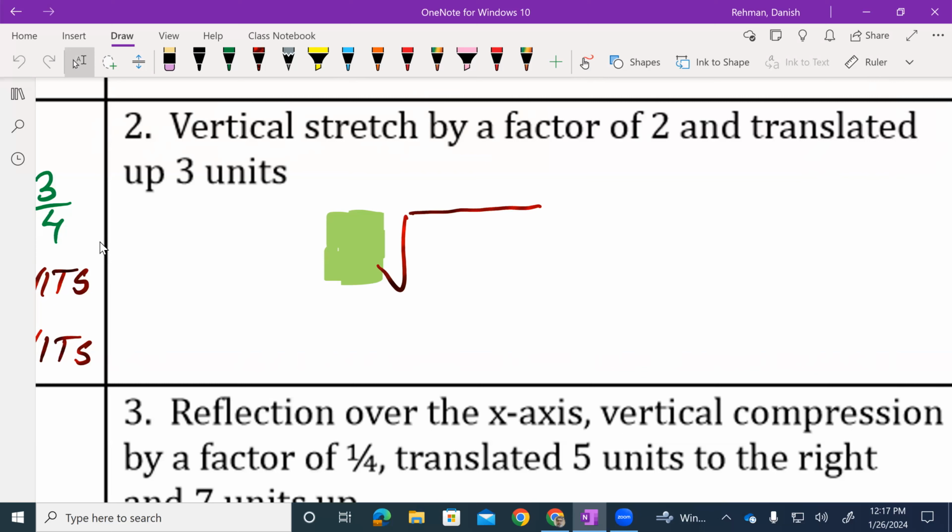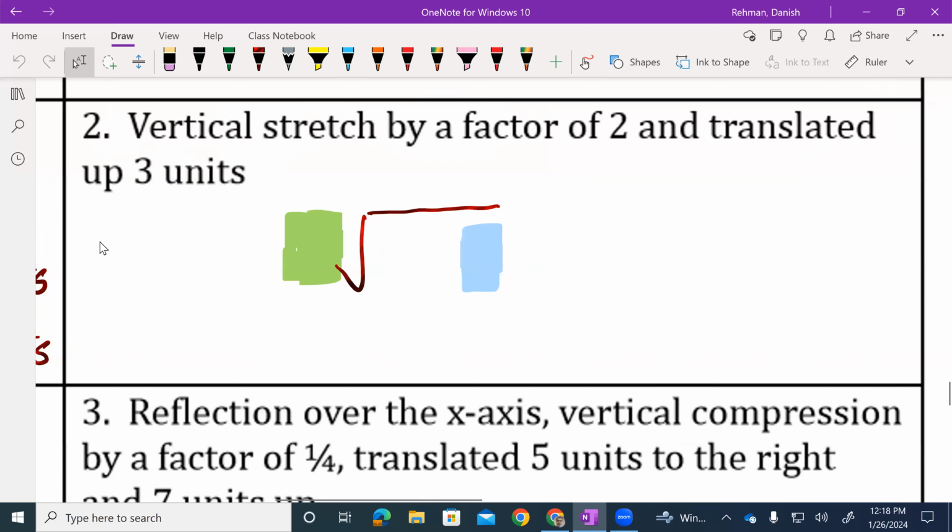Where do you place the H? You will place the H here. Is it translated left or right? This isn't translated left or right. Where has it translated? Up. And where do you mention the movement which is upwards? Out of the square root, right? So I will just bring in the X here. There is no H. So blue will remain empty. 2 is the factor of vertical stretch. And then I moved up, so it's a +3. That's how you will mention it.